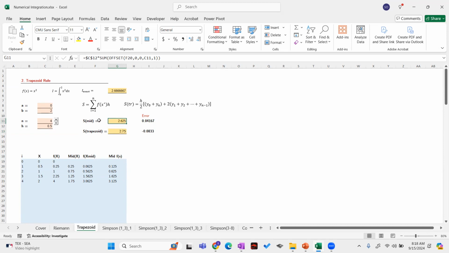The other one, the midpoint rule, for 4 steps, same 4 steps, is giving us 2.625. Which is more accurate? And you also see the error. The error with the midpoint rule is 0.04167. The error with trapezoid rule is, in absolute terms, 0.0833. So which scheme is more accurate? Midpoint rule. In fact, this is more accurate.